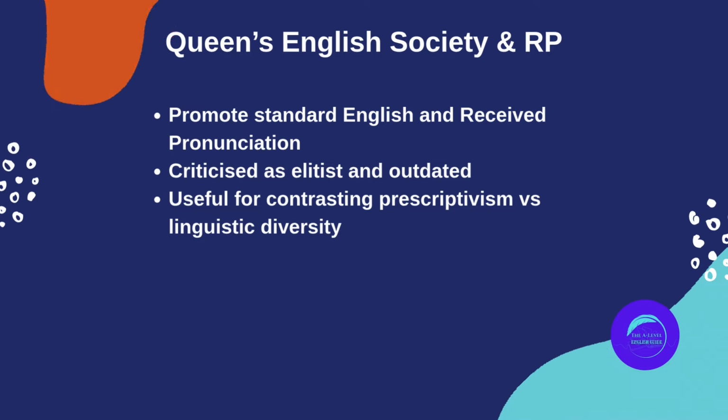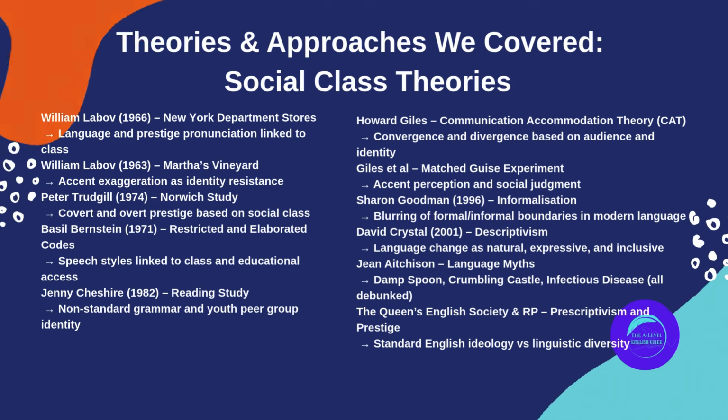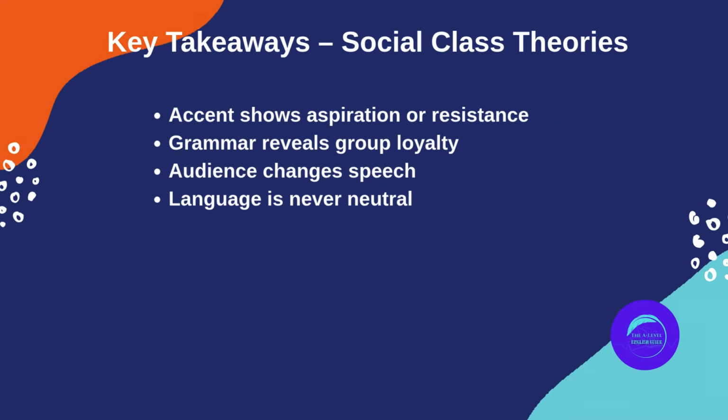So, what have we seen? From department store accents to youth slang, from formal speech codes to shifting tones. These theories show how language is a mirror of social class, identity, and belonging. Speech is never neutral. It's a performance, a signal, a negotiation.